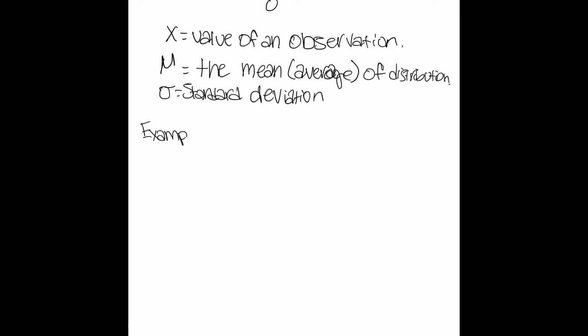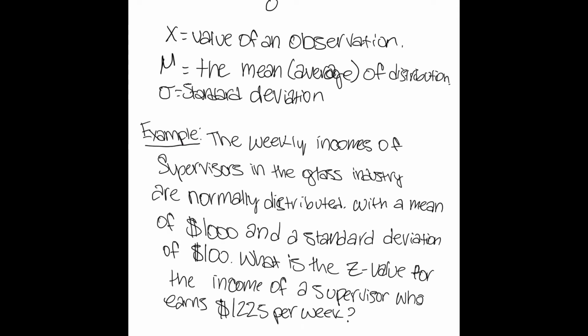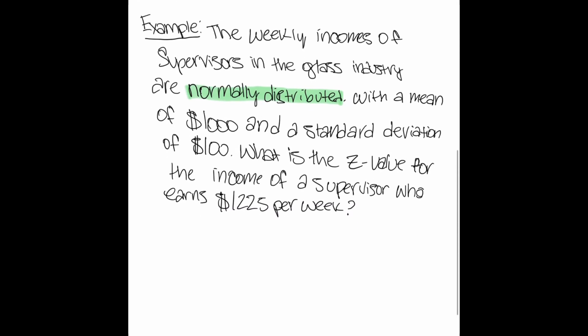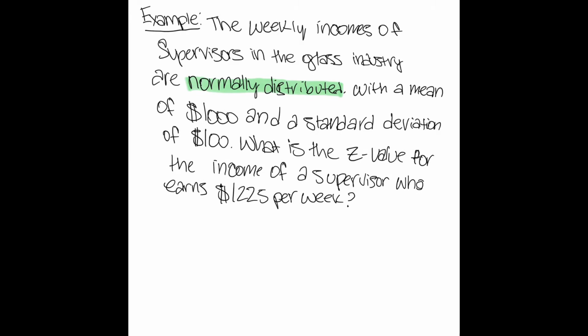This example can be found in our textbooks on page 189. Okay, so this question tells us that the weekly incomes of shift supervisors in the glass industry are normally distributed with a mean of $1,000 and a standard deviation of $100. What is the z-score for x income of a supervisor who earns $1,225 per week? So the key word here that we need to think about is normally distributed.